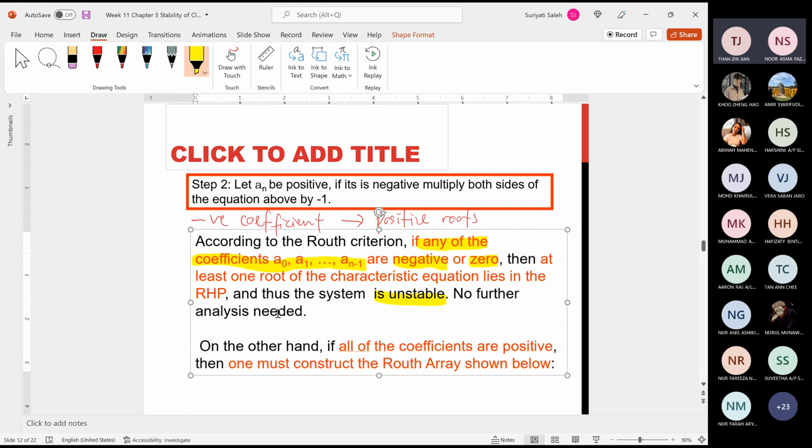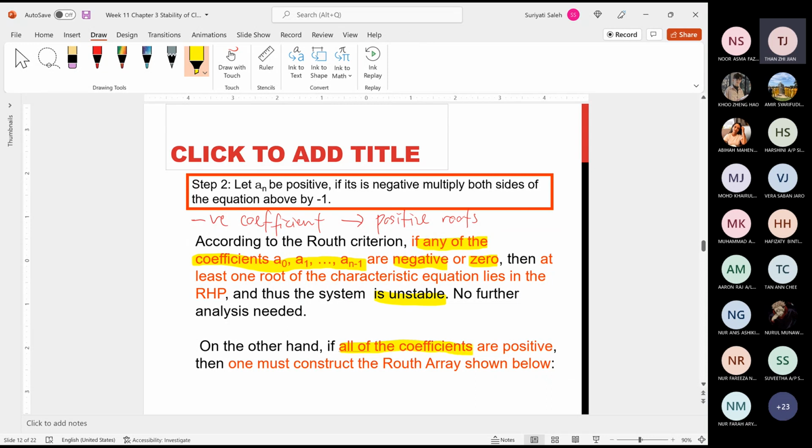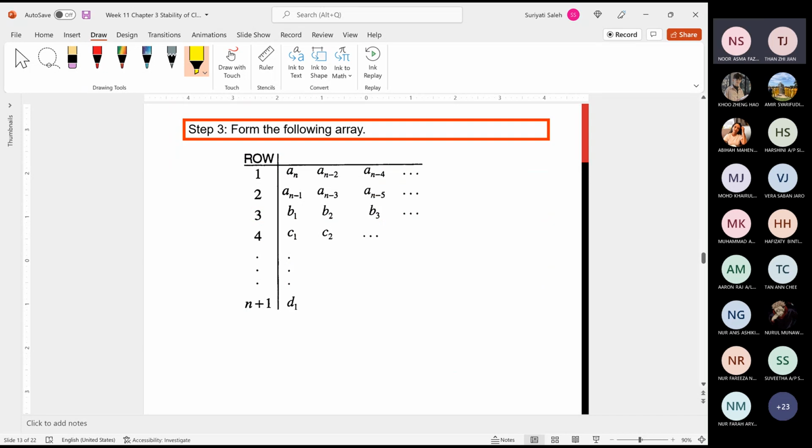If all of the coefficients are positive, then we need to construct the Routh array. So you need to have a further analysis if all your coefficients are positive. So we will construct the Routh array like this, where you have the rows 1, 2, 3, 4, and then the An, An-2, An-1, An-3, An-4. This one is your coefficient.